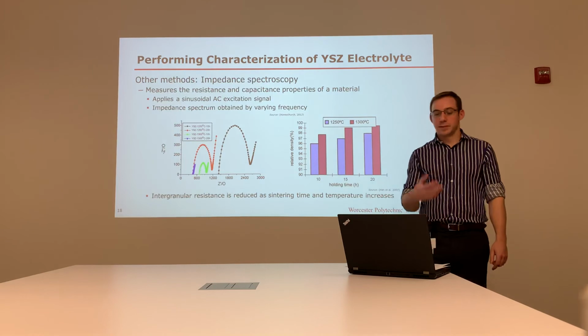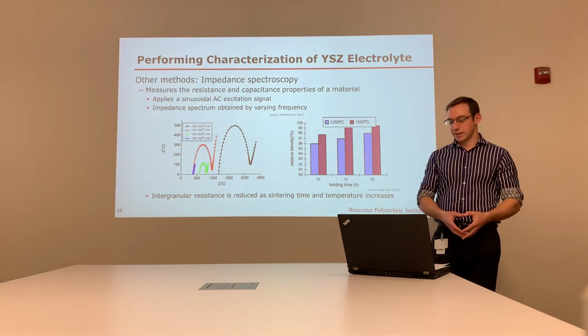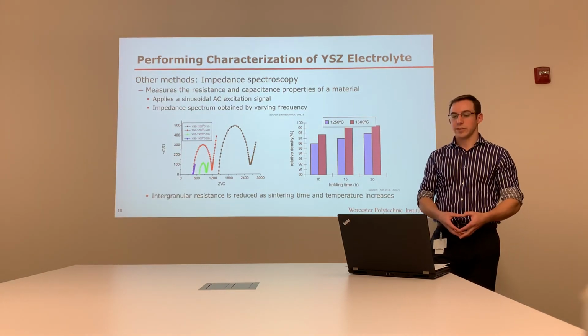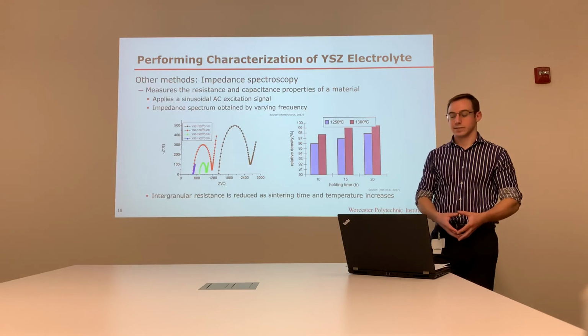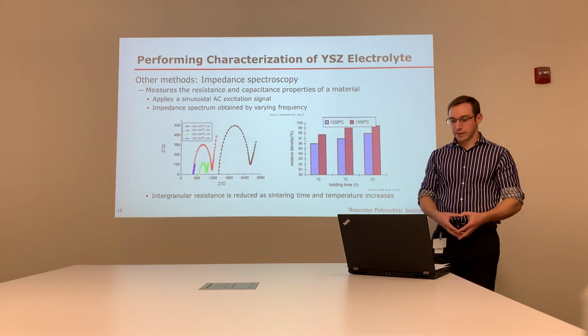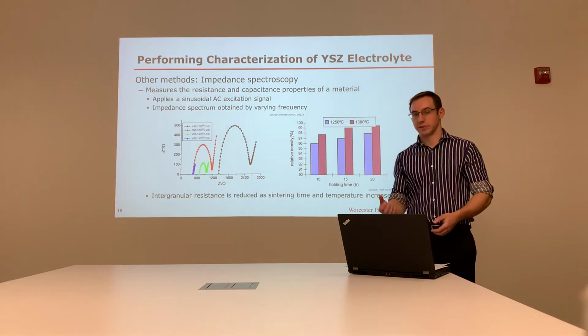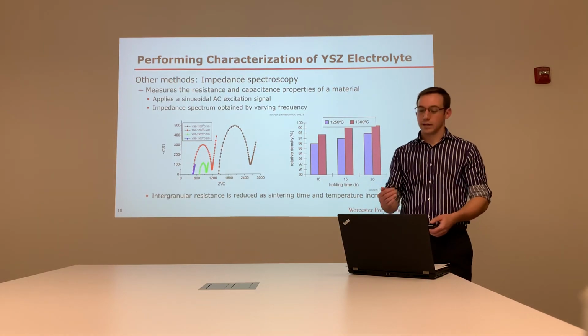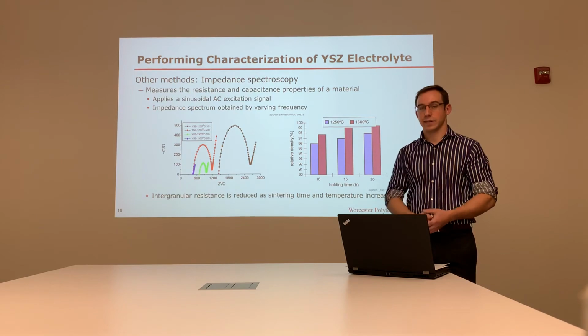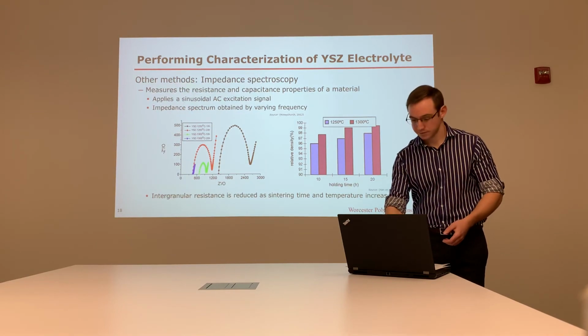Finally, impedance spectroscopy can be performed on the YSZ samples, and that measures the resistance and capacitance properties of a material. So you can see that the intergranular resistance is reduced as sintering time and temperature increases, and the density of the electrolyte increases as the sintering time increases.